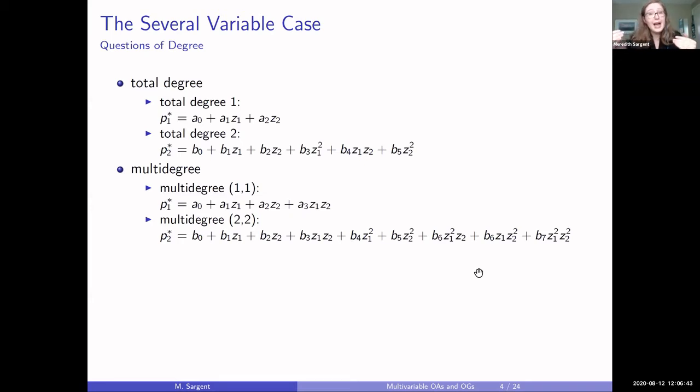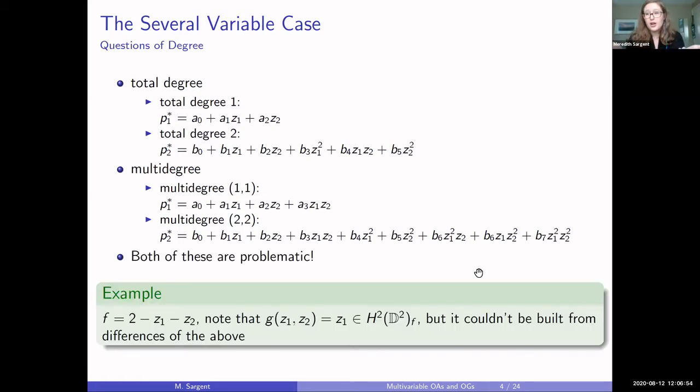I would really like to be able to take the difference of two consecutive optimal approximants and recover an orthogonal polynomial in the weighted space. But for these, this doesn't work.